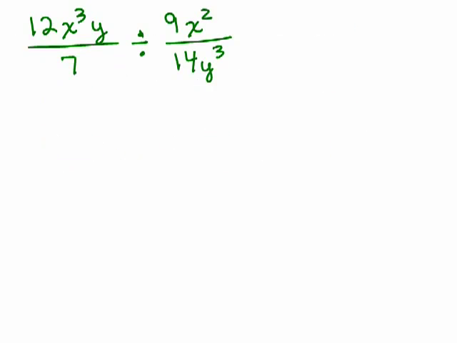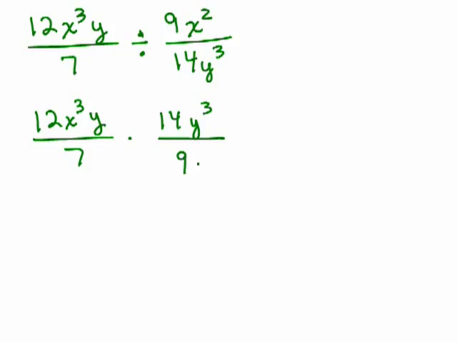Okay, let's start with this one. 12x cubed y over 7 divided by 9x squared over 14y cubed. Step 1 is to multiply by the reciprocal. And now you see if you can cancel anything. And if you want, you could even write it out the long way, every single factor. Or you could use your laws of exponents, etc.